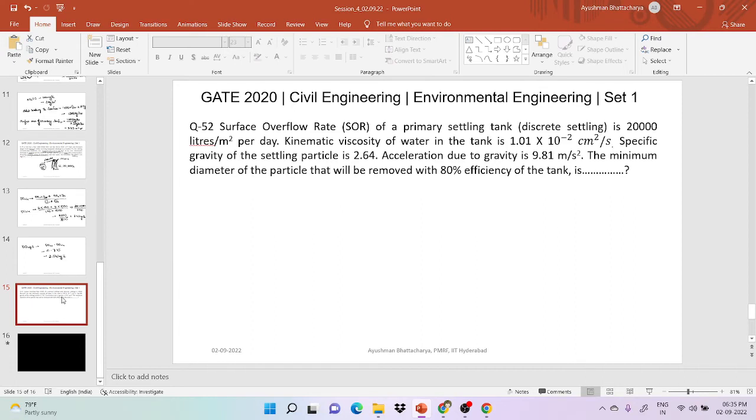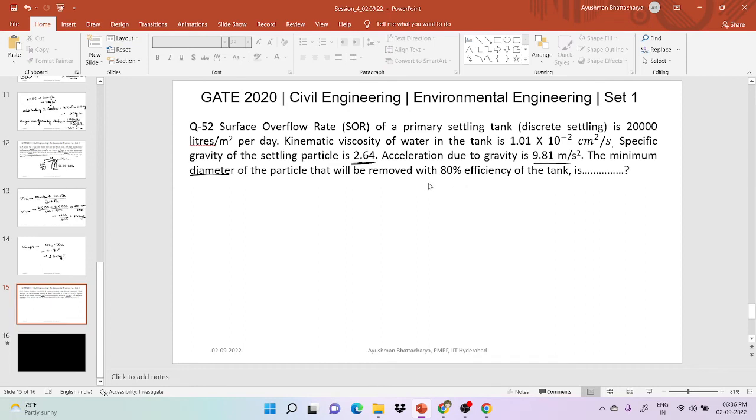So moving to our last question. The last question in this is GATE 2022, GATE 2020, set 1. In this they are talking about the surface overflow rate of a primary settling tank, which is 20,000 liters per meter cube per day. The kinematic viscosity of water in the tank is 1.01 into 10 raised to minus 2 centimeter square per second. The specific gravity of the particle is 2.64. Acceleration due to gravity is 9.81 meter per second square. The minimum diameter of the particle that will be removed with 80% efficiency of the tank is.